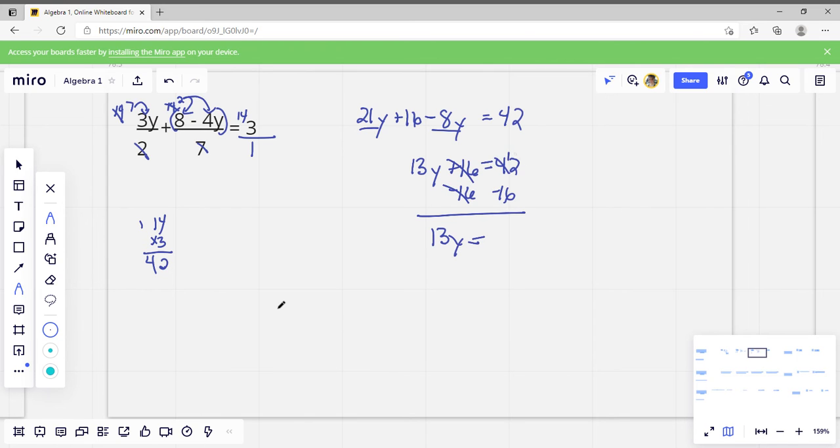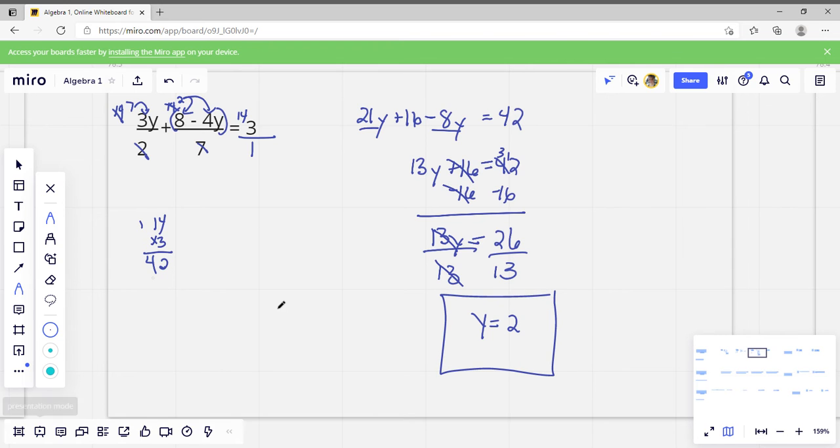Let's see, 6, 26. And now we divide by 13. And 2 times 13 is 26, so y equals 2. Pretty easy. Just remember if you have more than one thing in this term here, more than one term on the top, you're going to need to rainbow it.